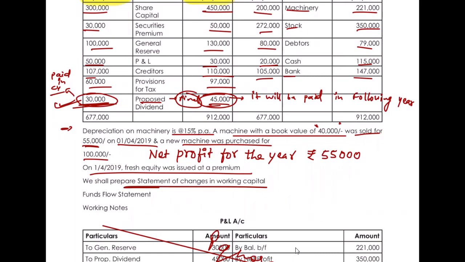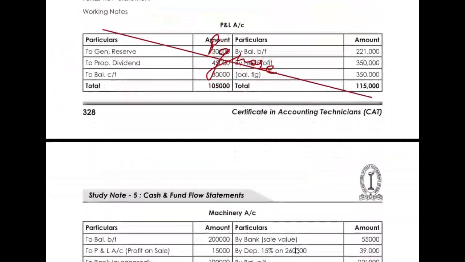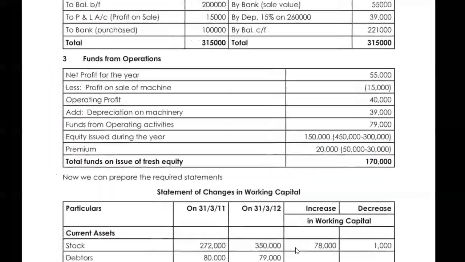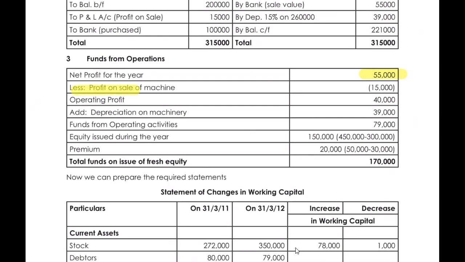And we need to prepare the statement of changes in the working capital. As one more information is given, the net profit for the year is 55,000 rupees. Okay, that is the starting point. So if you have a net profit of 55,000, what will you do? There was a profit on sale of machinery. It is not our operating income, so we will reduce it from here. We have got our operating profit right now. Whatever is the depreciation, that is a non-cash item, 39,000 is the calculated depreciation that would be added back. Then you will have the funds from the operating activities.